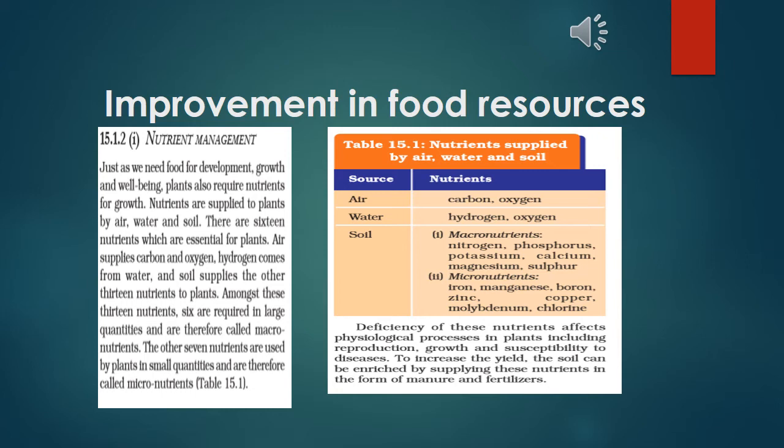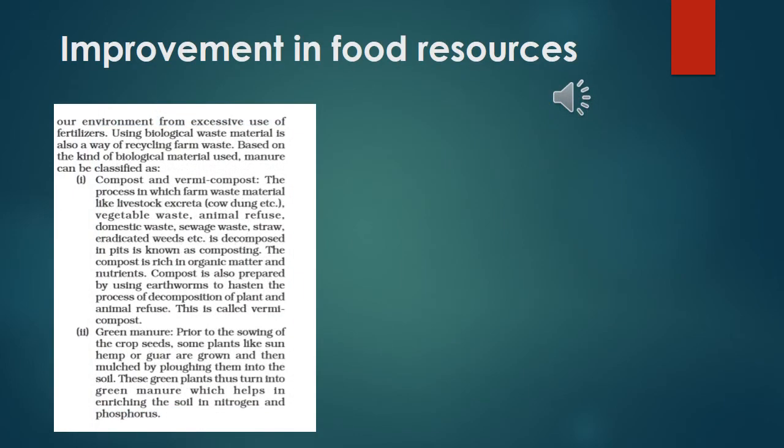So we actually provide this kind of nutrient to the plant in the form of manure and fertilizer. So when we provide manure and fertilizer, actually we are providing nutrients to the plants. Excessive use of fertilizer is also harmful to our environment. Using biological waste material is also a way of recycling farm waste. Materials used as manure can be classified as follows.